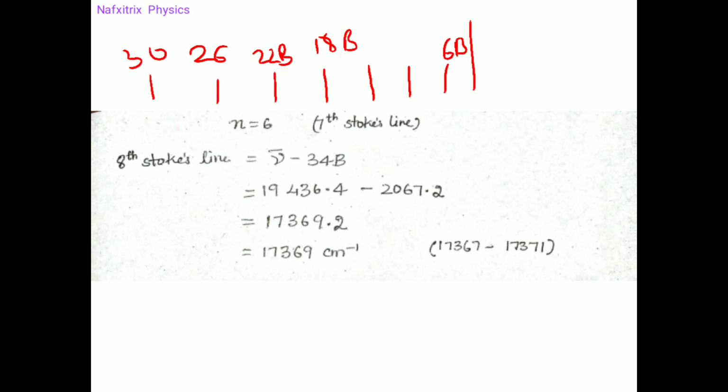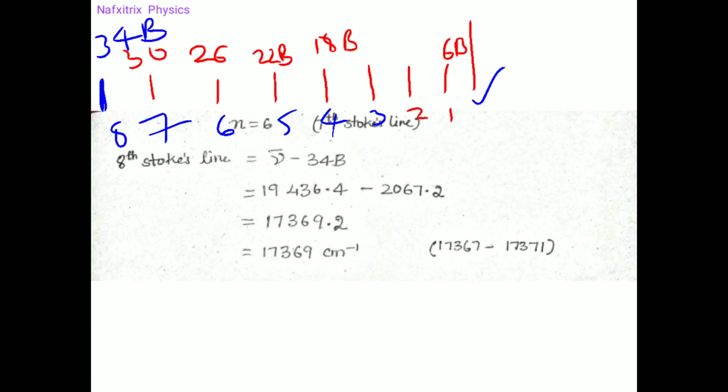So here this is first, this is second, this is third, this is fourth, this is fifth, this is sixth, and this is the 7th Stokes line. Then the next Stokes line is nothing but the 8th Stokes line, which would be at 34b. Hence this is the spacing. From the original line to the 8th Stokes line, which we needed to find, the difference is 34b. That is the thing we needed to find out here.